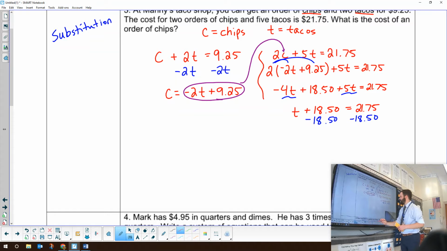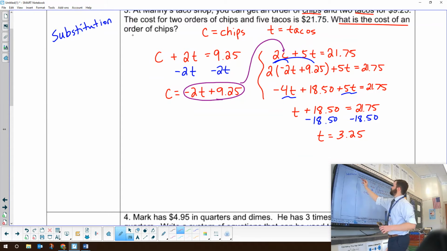And we're going to get, how much does a taco cost? A taco costs $3.25. Must be a good taco to cost $3, right? So, taco is $3.25. But look at what my question is asking me. It's asking me, what is the cost of an order of chips? So, what I need to do is take that value for t and plug it back in for t over here.